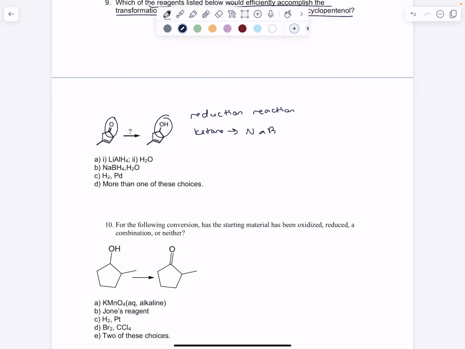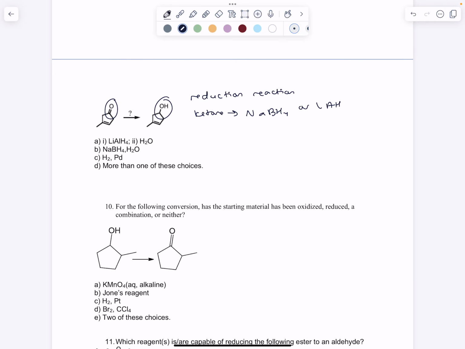So when I look at my answer choices, I'm looking for NaBH4 or LiAlH4. NaBH4 is one here. LiAlH4 is one here. H2 and palladium, that's not one that we use for this. Just to jog your memory, H2 and palladium, H2 and any metal, just turns the alkene to an alkane, but that's not one that's on here.